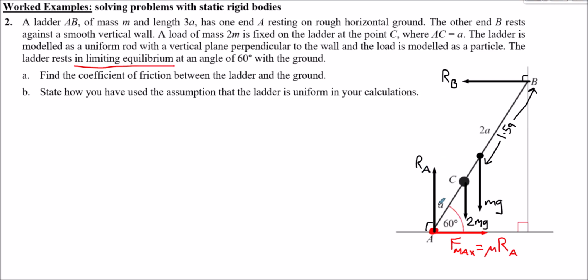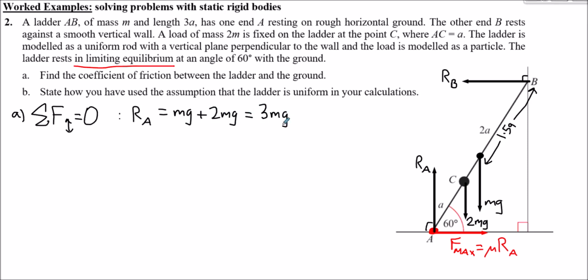So RA acts vertically upwards. For systems in equilibrium, let's consider forces going up and down. So for part A, because it's in equilibrium, we can say that the forces acting in the vertical direction are balanced and therefore sum to 0. So forces going up, we only have RA going up, so RA, the reaction from A, equals the forces acting down. So we've got mg acting down, plus 2mg also acting down, mg plus 2mg, that gives us 3mg, obviously.